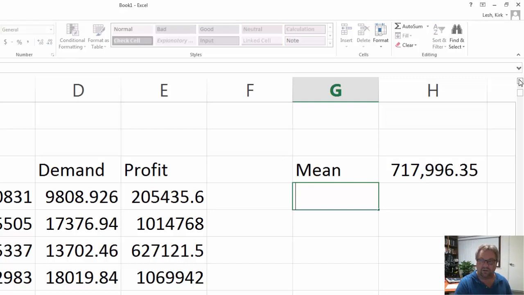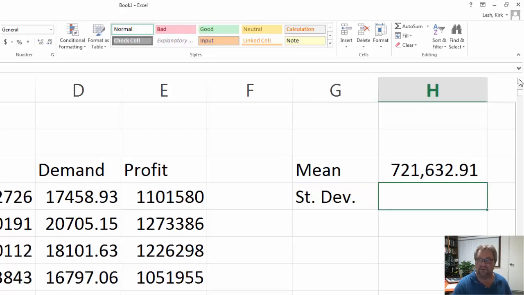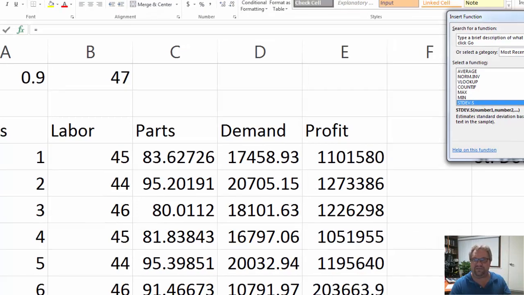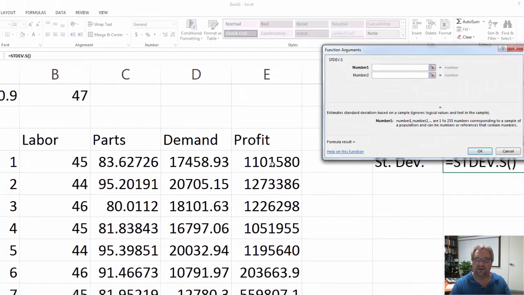Now with that, of course, you're going to have a standard deviation. So how much do these profit numbers deviate? To calculate that, use your standard deviation function, and you need to use the .s version, right? Because this is a sample, it is not the population. So you want to use stdev.s and then just highlight your profits.